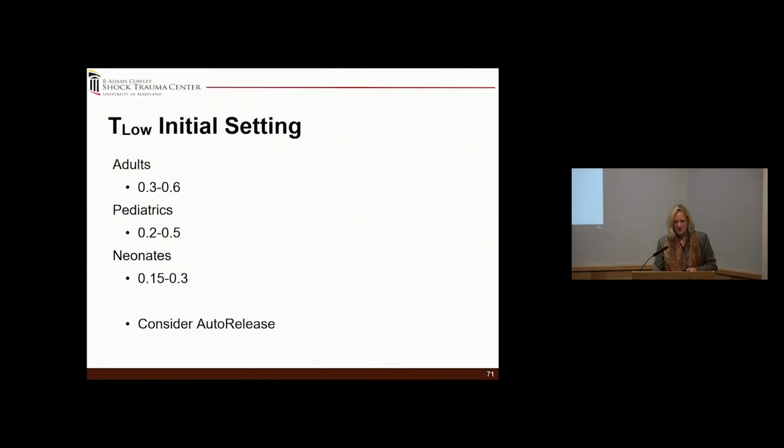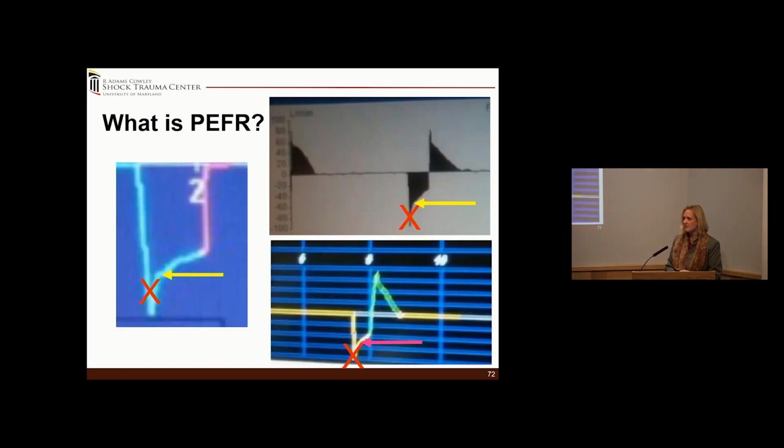Okay. So if we were to throw out some settings, again, just to get you started before you get your measurement, you could say for adults, 0.3 to 0.6, pediatrics, 0.2 to 0.5, neonates, 0.15 to 0.3. We're actually working with a group out of Tampa, Florida on neonates, and they're using auto-release, and they're having a lot of success with it. So we're anxious to work with them on that. The other thing is, remember, some ventilators, and it sounds crazy, only allow 0.3 seconds or 0.4 seconds, so if you want 0.32 and not 0.3 and not 0.4, you might not be able to get it on some of the older ventilators.